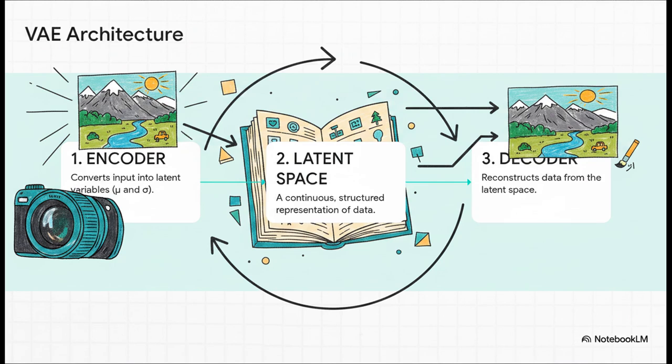The whole process is really a cycle. First, you have the encoder. Think of it like a camera that takes an image and compresses it down into a tiny summary in that latent space, almost like a super well-organized library of concepts. Then you have the decoder, which acts like an artist. It pulls from that library to reconstruct the original image. It's this full loop of understanding and then recreating.